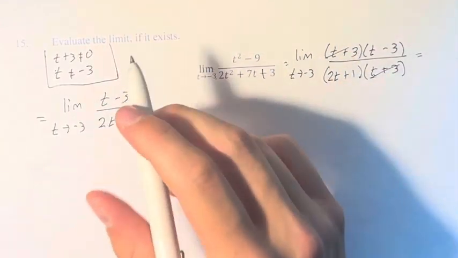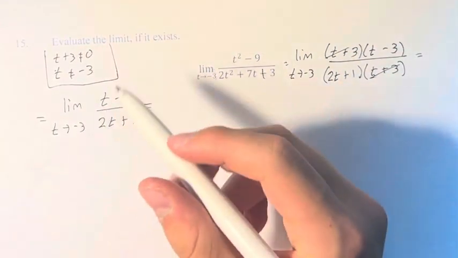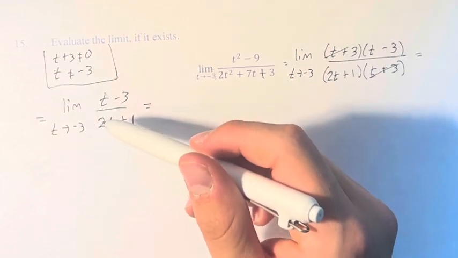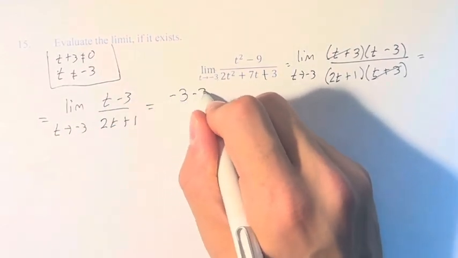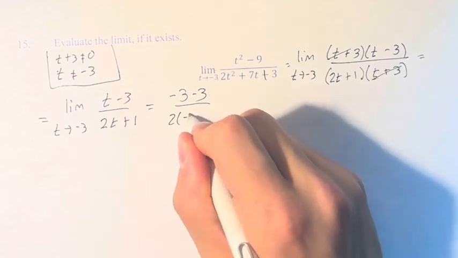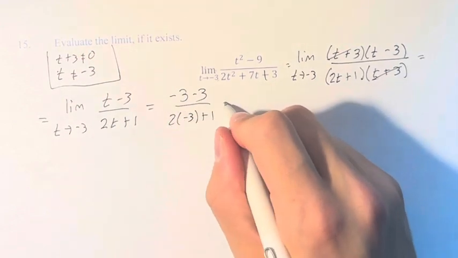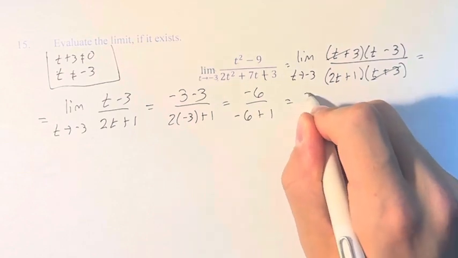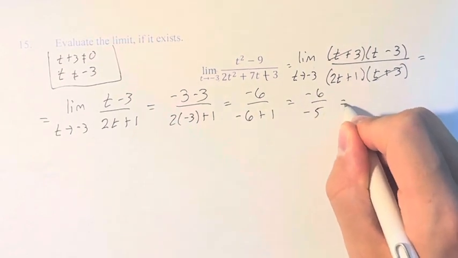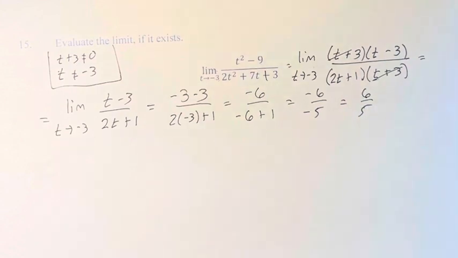And now what we can do is plug in -3 directly, because we can now do that without getting a denominator of 0. So plugging in -3 for t, we have (-3 minus 3) over (2 times -3 plus 1). -3 minus 3 is -6. 2 times -3 is -6, plus 1. This is therefore -6 over -5, which is 6 over 5. So the value of this limit is 6 over 5.